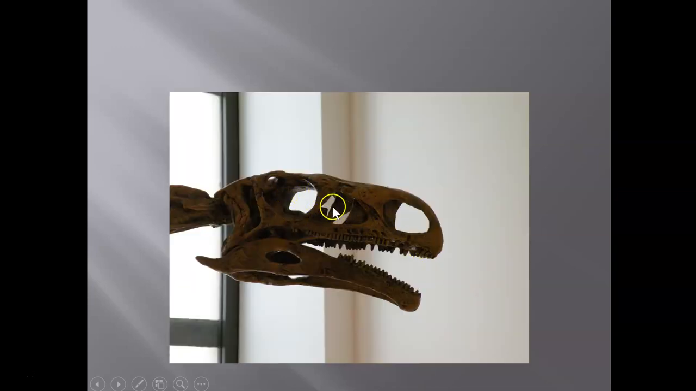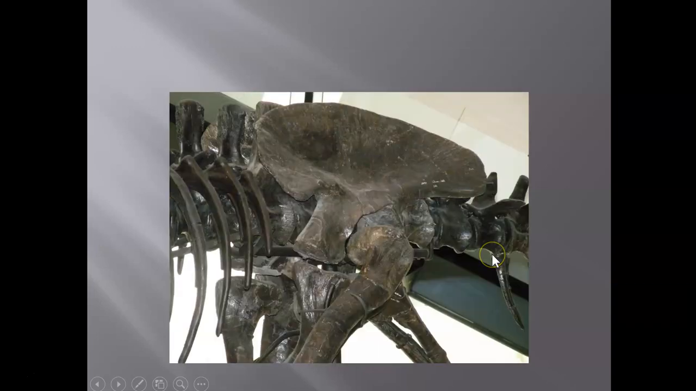Another look at the sinuses here. Keeps the head lighter. You'll note the teeth are a lot different. This is an herbivore. This is a creature that would have eaten plants. Again, the teeth are slightly different. They're not as sharp and as elongated.